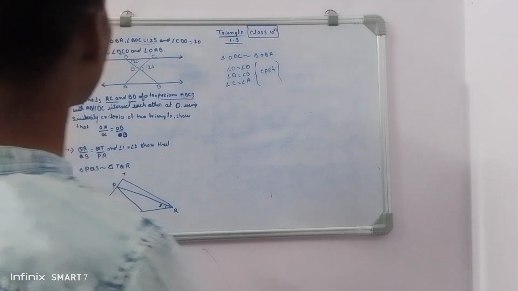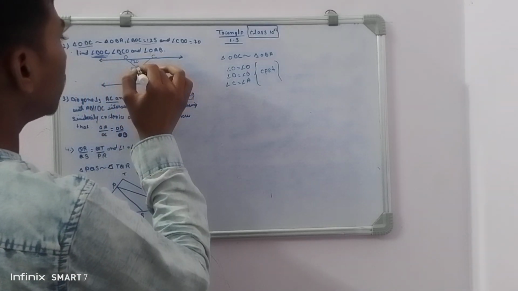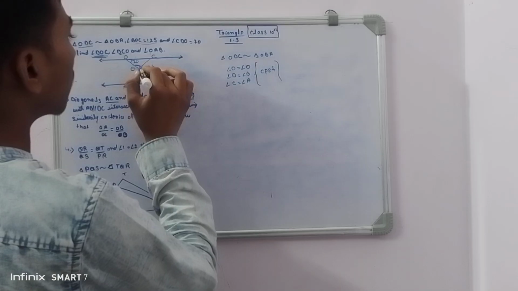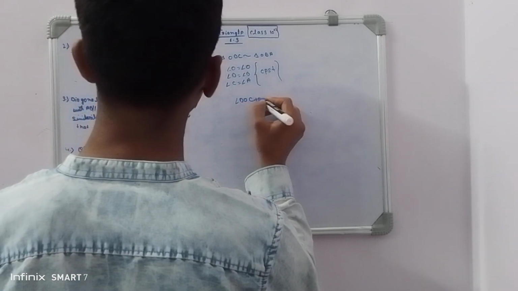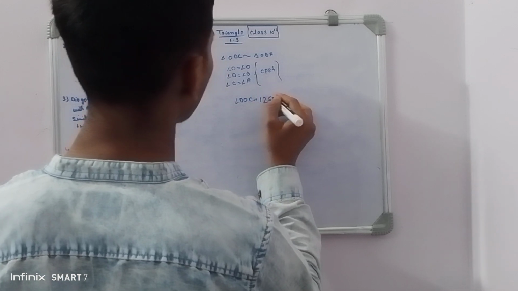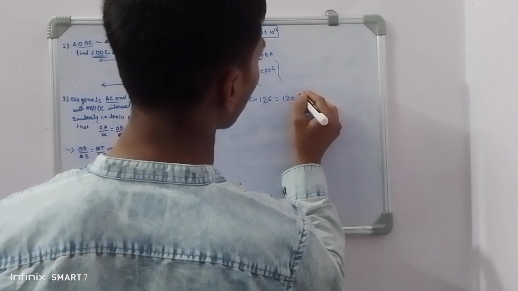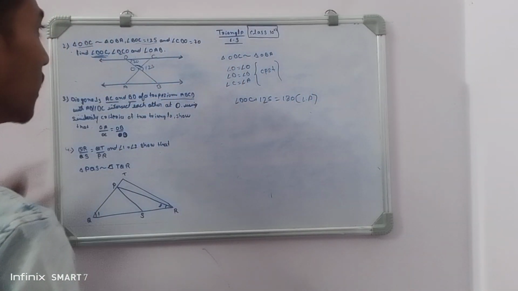So now what do we have to find? We have to find angle DOC, this one angle. If you see that angle DOC plus angle 125 is equal to 180 by the linear pair, because DB is in a straight line.